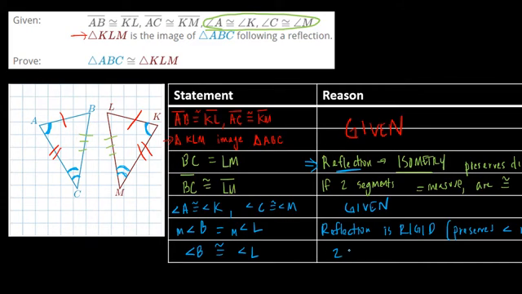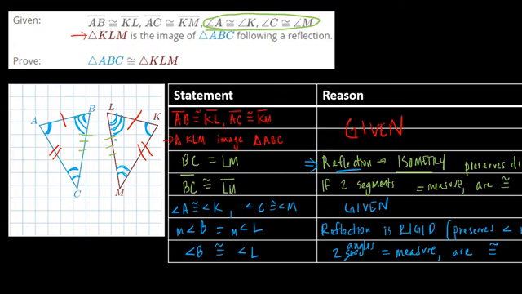Because if two angles have equal measure, then they are congruent. Okay, so let me mark that. All right, so I know that segment AB is congruent to LK, segment AC is congruent to KM, segment BC is congruent to LM. Angle A is congruent to angle K, angle C to angle M, and angle B is congruent to angle L.